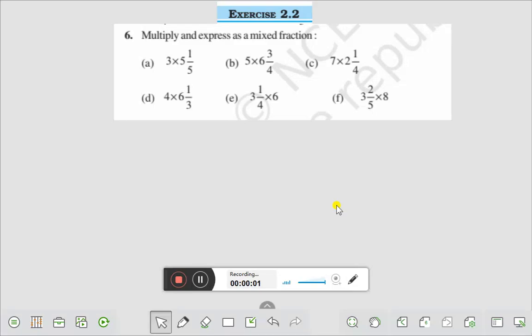Hello everyone. Today we shall discuss exercise 2.2 question number 6. Multiply and express as a mixed fraction. That is question number 6a.